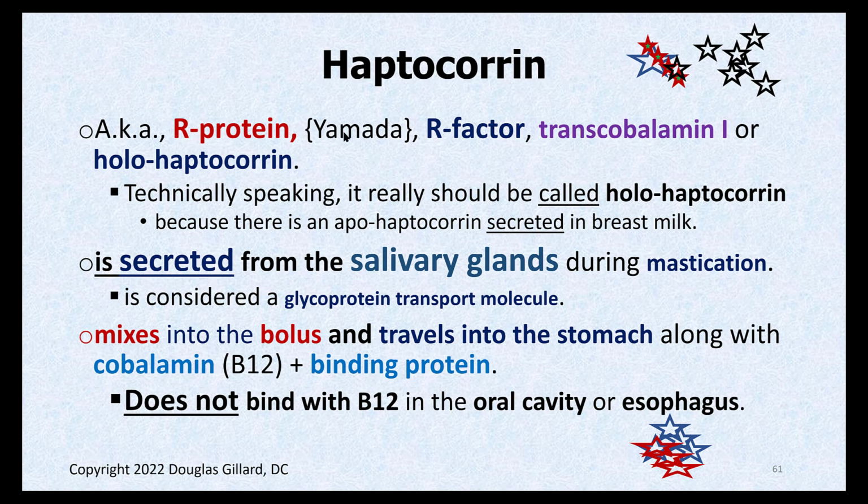Yamada is a text that those schools usually use or often use. Some call it R factor. Some call it trans-cobalamin 1. So it's one of those things where, who knows what they're going to call it. For chiropractors, it'll be called either haptocorin or holohaptocorin.